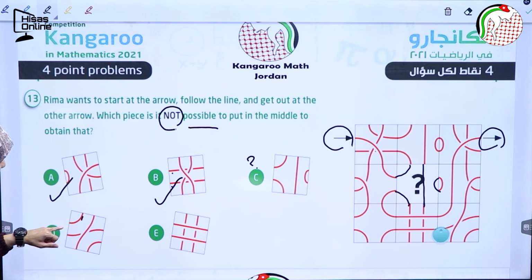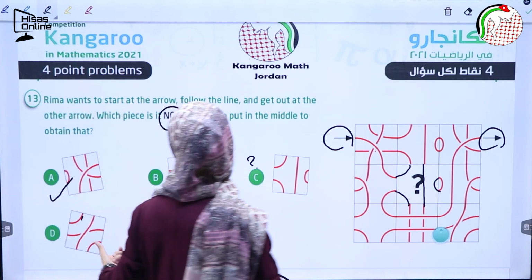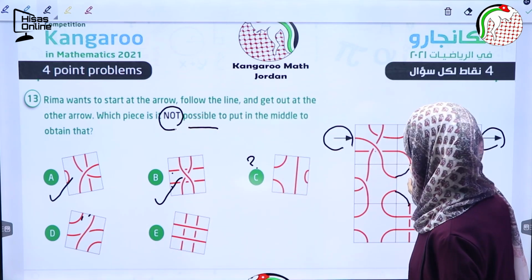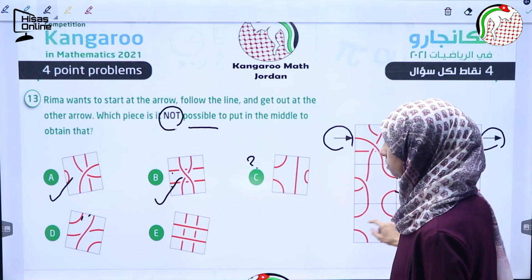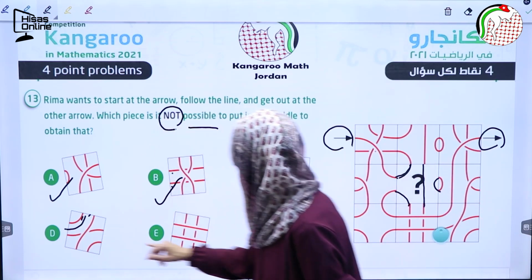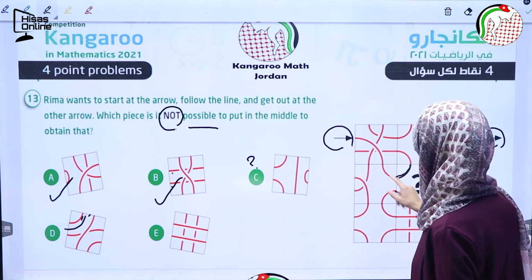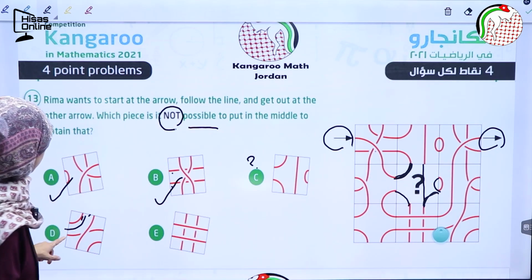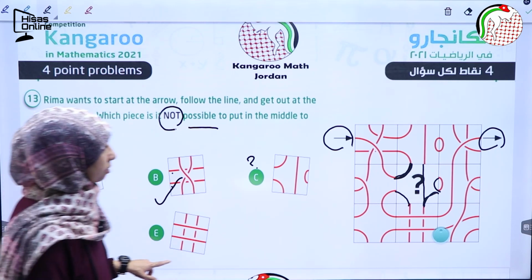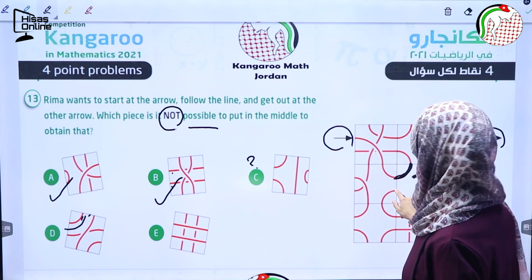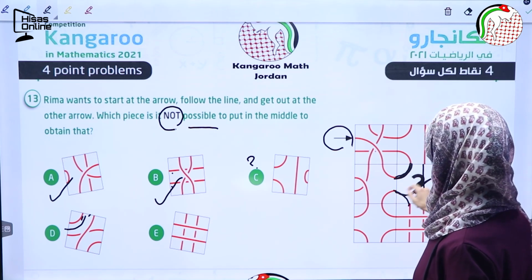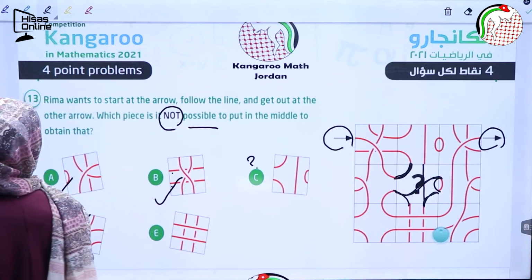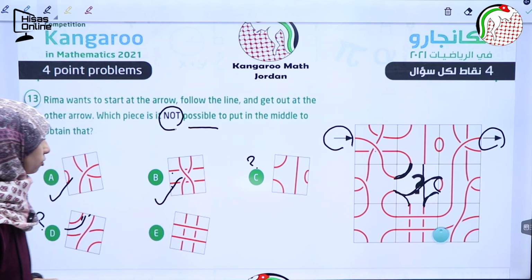D, you have this part and this part. Again, this one is similar to C. Again, this part, the other part here, this part here, the other part on the other side here. So this part is enough to let her move out, and there is another line from this side moving to the other side like this. But if she started from here to move, she will move out. So this also might be another answer because it's not suitable.